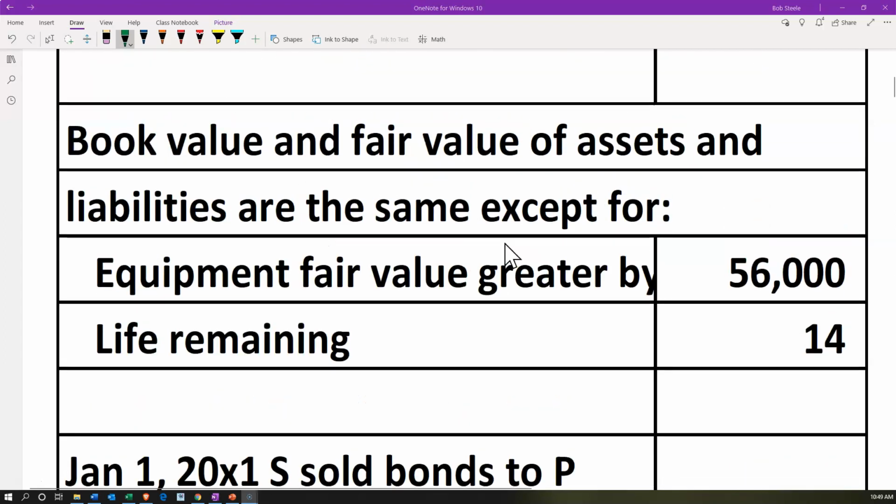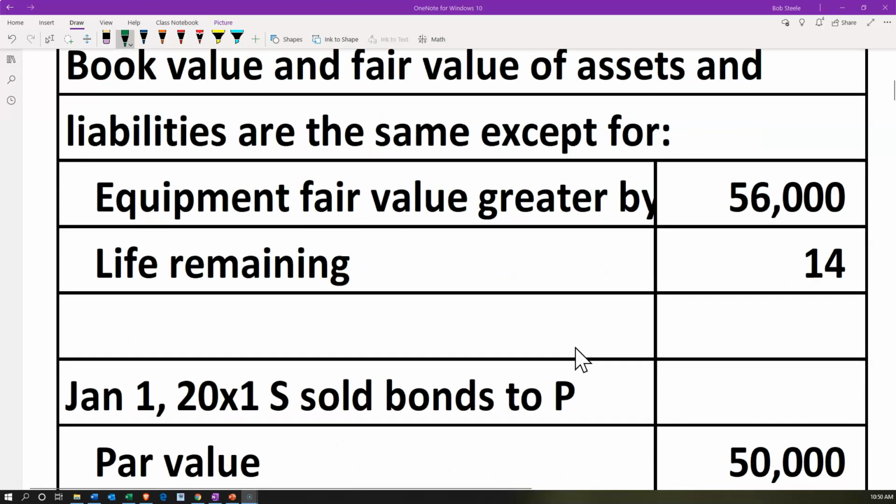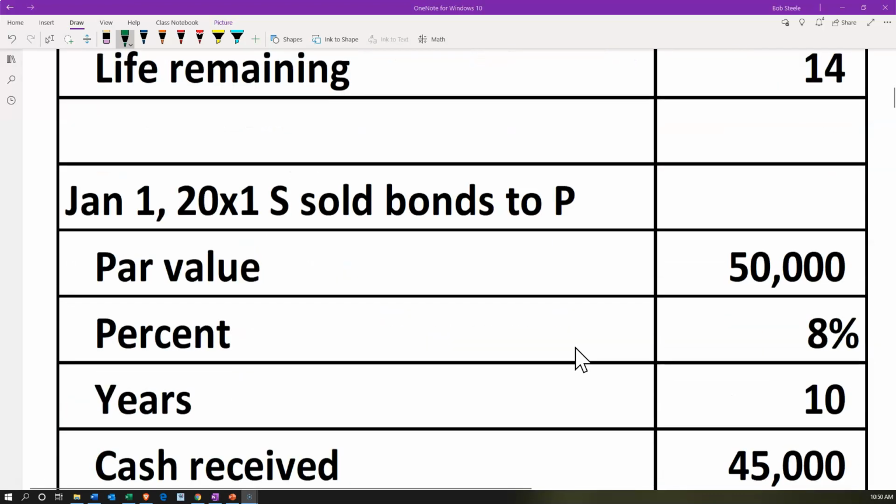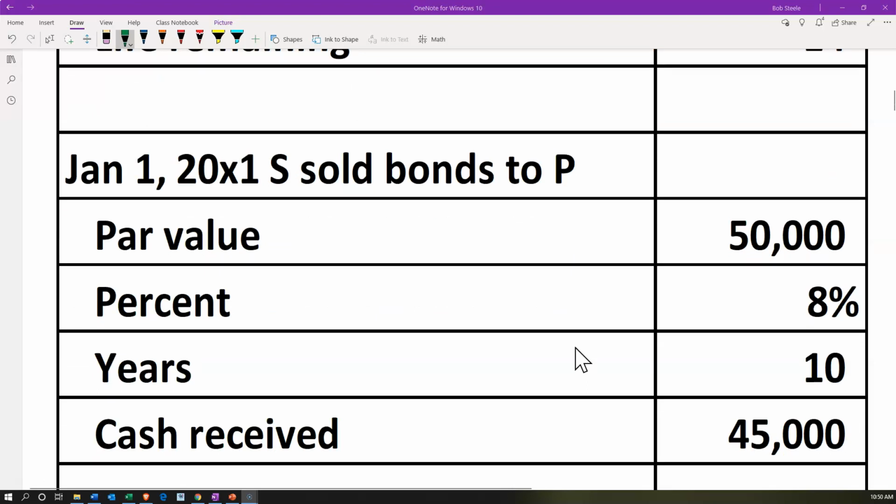Book value and fair value of assets and liabilities are the same, except for, meaning at the point of purchase, we had the book value and the fair value of each line item. Assets and liabilities were the same, except for equipment, which had a fair value which was $56,000 greater, which is going to result in a differential we'll have to deal with. Also, because it's a depreciable item, we'll have to deal with the depreciation and accumulated depreciation related to it. Therefore, we need the remaining life, and that will be 14 years for our practice problem.